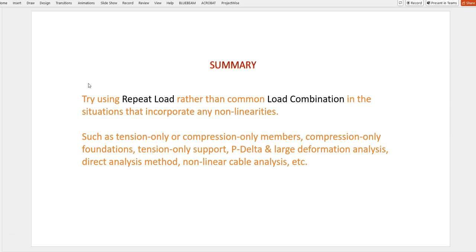Therefore, in our structural modeling, we must pay attention to this, such as tension-only or compression-only members, for example, in a suspended structure or a shared structure. Compression-only foundations, tension-only supports, for instance the tension-only rod bracings. P-delta and large deformation analysis. Direct analysis method for the second order, etc.